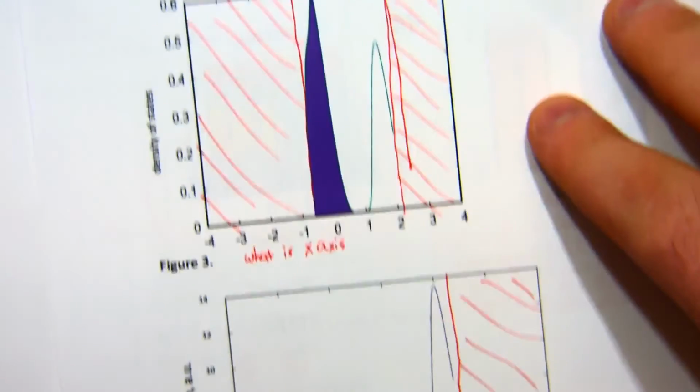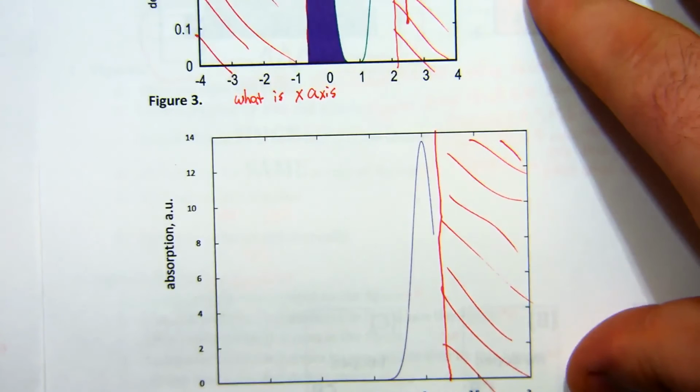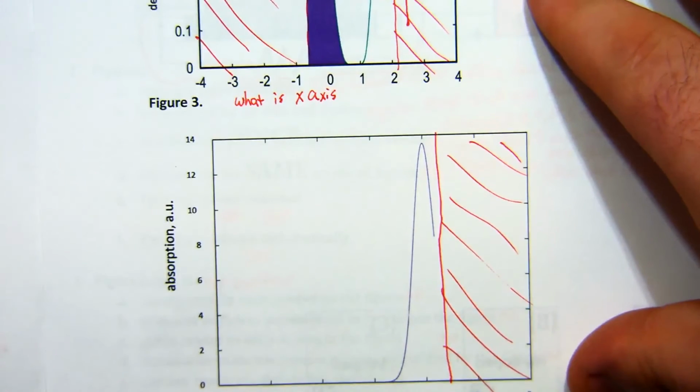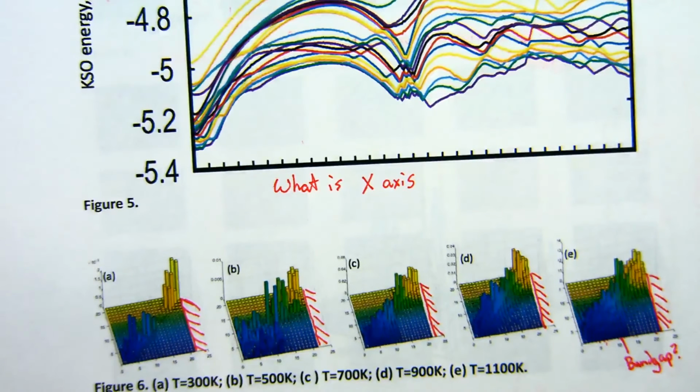So for these figures, you just have a lot of empty space. And you're also missing an axis label on figure 3. And you're missing captions throughout as well. Some more axis labeling.